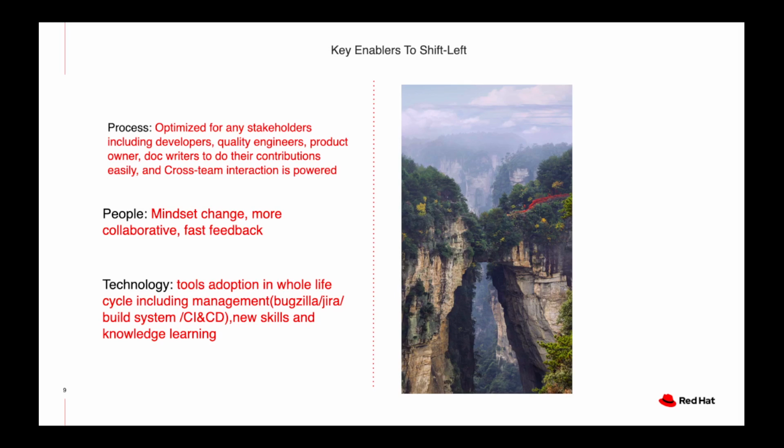People. Any stakeholders in the team need a change of mindset. They need to work more closely, work with each other more collaboratively, and also provide fast feedback to each other. Final is technology. New tools need to be adopted in the whole life cycle management. New skills or knowledge also need to be learned.